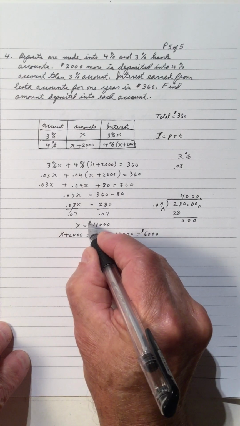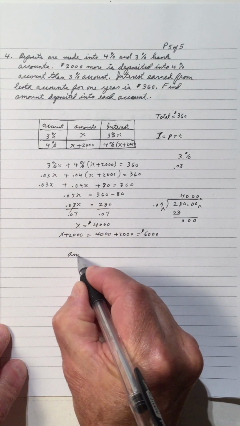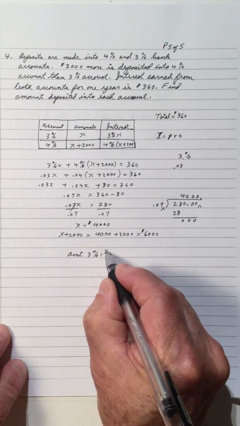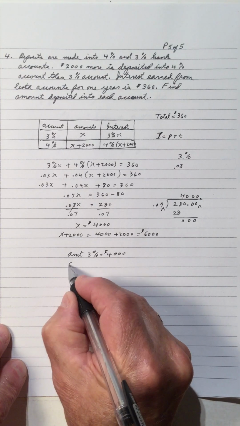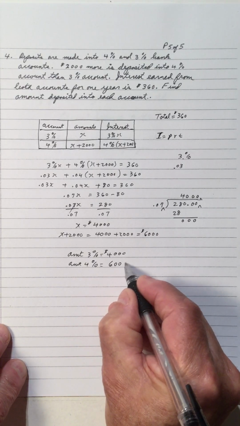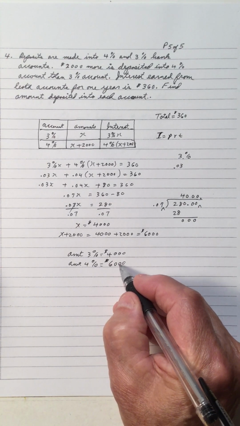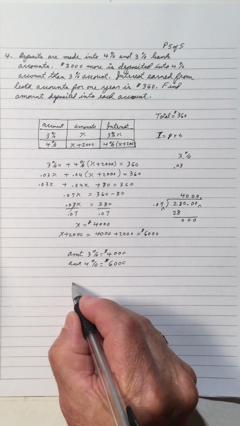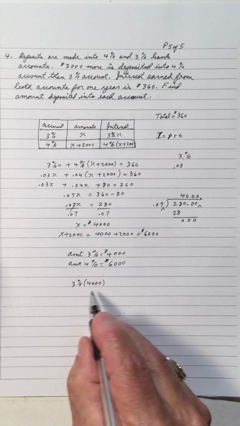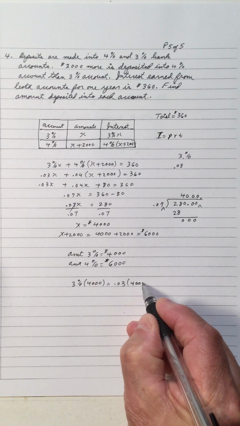And this is dollars. So we have X is the 3%. So the amount in the 3% is $4,000. And the amount in the 4% is 2,000 more, 6,000. So 2,000 more, that checks. And so let's check it out. It's the 3% on the 4,000, that's 0.03 on the 4,000.